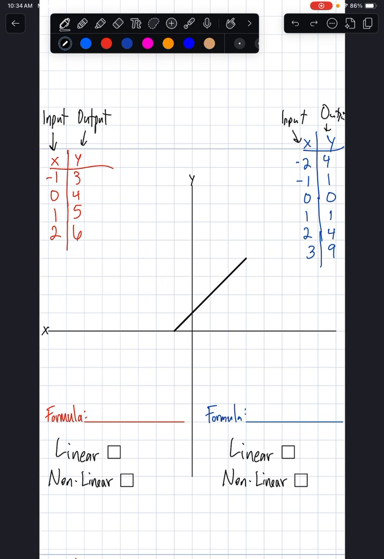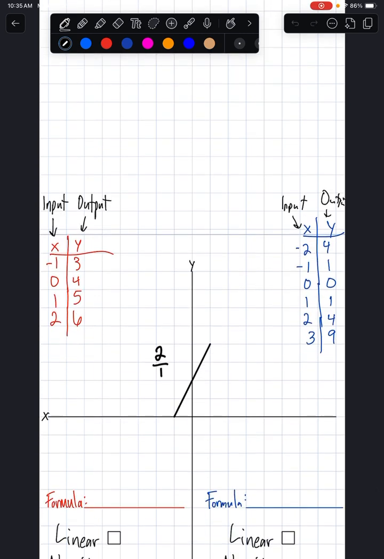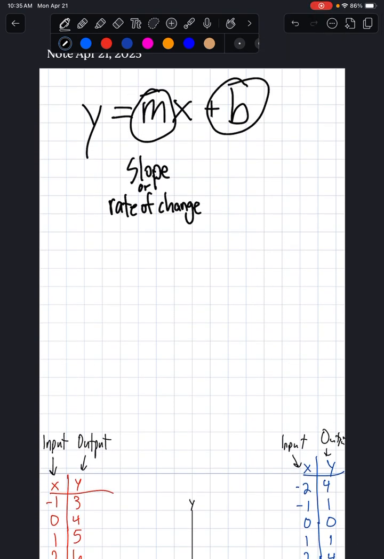Now, if this line was like this, okay, we would rise 2, run 1. So rise over run. So our slope would be 2 over 1, or that's our rate of change, is 2 over 1. Okay, we'll hit that a little bit more in a minute. B, what does B mean? B is the y-intercept, or our starting point when we graph an equation.